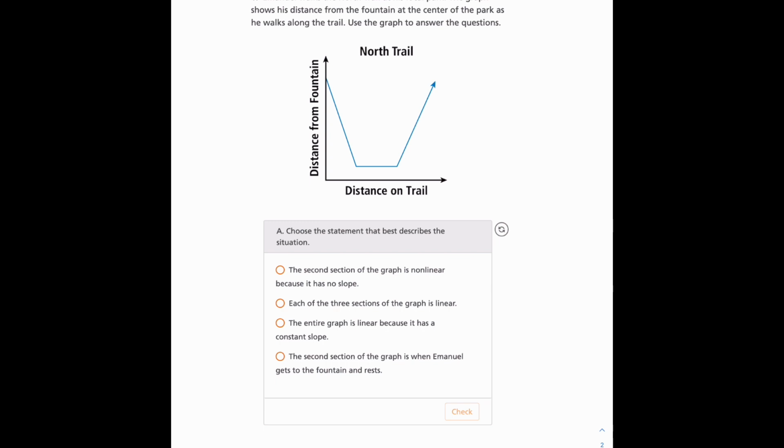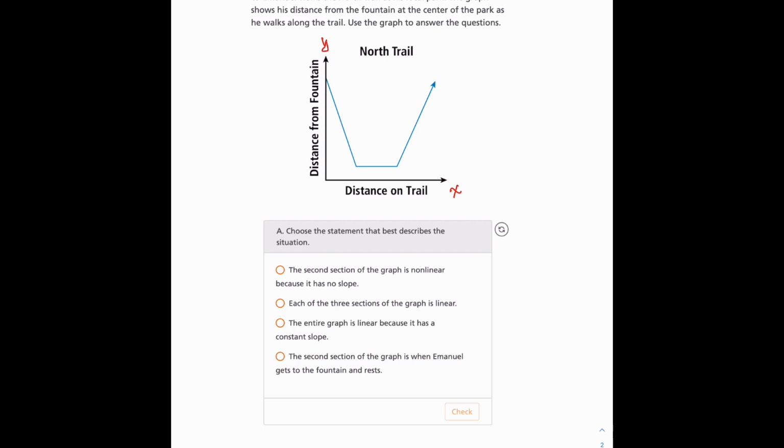Use the graph to answer the question. So first let's look at the graph. This is the y-axis. The y-axis is distance from the fountain, and the x-axis is distance on the trail. So as he walks on the trail, his distance from the fountain changes. He's getting farther away from the fountain or closer to the fountain, depending on how far on the trail he is.